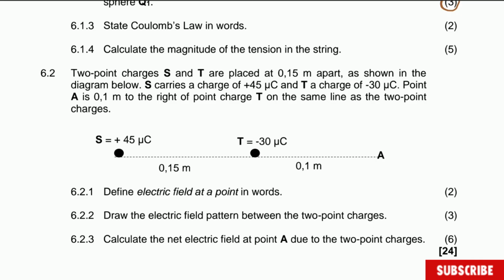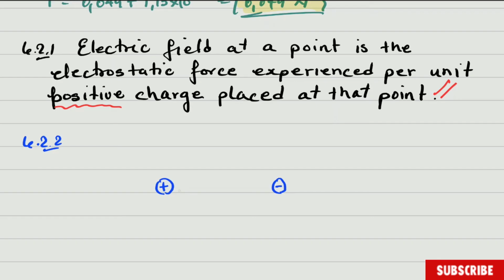What is next? Draw the electric field pattern between the 2-point charges, between S and T. We have a positive and we have a negative. So how are we going to draw this one? Now we have a positive and a negative charge, and we are going to draw the lines in this specific way. We start from the positive and we end in the negative. The first line is straight, it's from positive to negative, and then from there, all the lines will have a little turn like this one there. Okay, so this is the correct way of drawing this line.